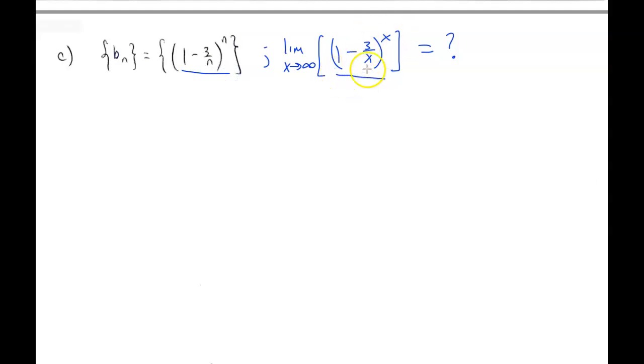So the main idea is this sequence is going to follow the basic behavior of this real valued function inside of this limit. And we want to see, does that particular limit exist or not? If it does, we know that the limit of the sequence will also exist, which means that the sequence itself will converge.